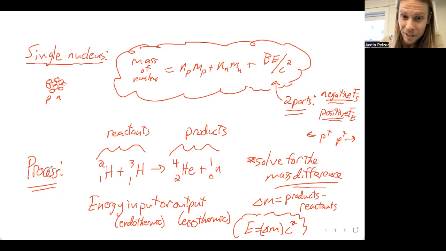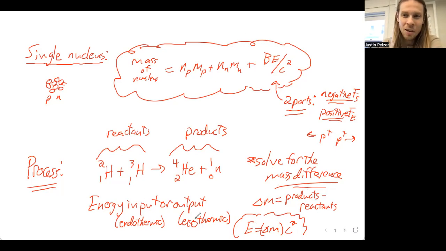For a process, for instance, this process here, you have reactants that become products. And energy is either inputted or outputted. Input means endothermic, output means exothermic. You want to solve for the mass difference, products minus reactants. Think of it as final minus initial. Final minus initial. And energy, the energy inputted or outputted, is delta M C squared.